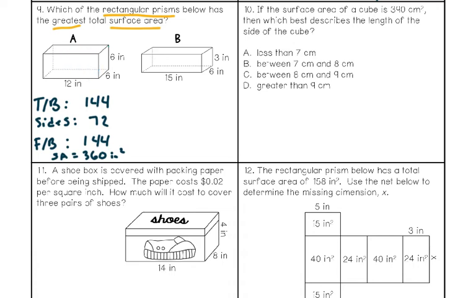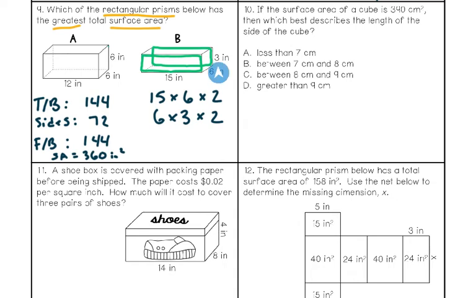Now we need to do the same thing for rectangular prism B. So let's look at the top and the bottom. The top and the bottom for B have dimensions of 15 by 6 rectangles, and there's 2 of them, so I'm going to double it. For the sides, I see that there are 2 6 by 3 rectangles, so I've got 6 by 3, and like I said, there's 2 of them, so I'm going to double it. And then there's the front and the back rectangles, which have dimensions of 15 by 3. There are 2, so I'm going to double it. Now I'm just going to use my calculator to type these things in.